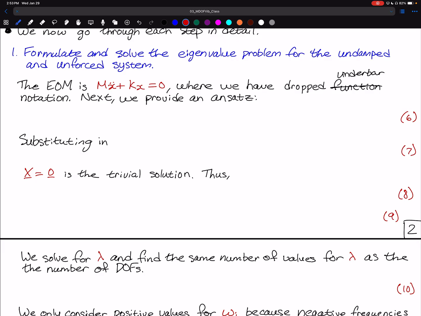So next we're going to provide an ansatz, and we're going to use the same ansatz that we've used previously, except we're going to use it in a complex form. And we're going to involve a vector as well. We're going to say that the vector displacements, x of t, are equal to a scalar e to the j omega t, where j is the imaginary constant, times some vector big X of amplitudes. So this is the complex form of what we did in single degree of freedom, where rather than having a cosine of omega t, we now have e to the j omega t. So it's just a complex version. And instead of having a single amplitude, we now have an amplitude vector with n entries.